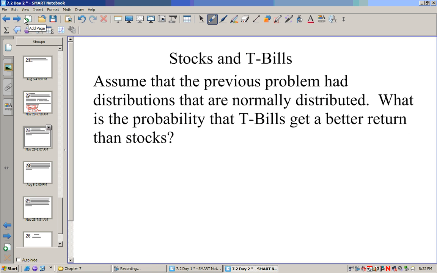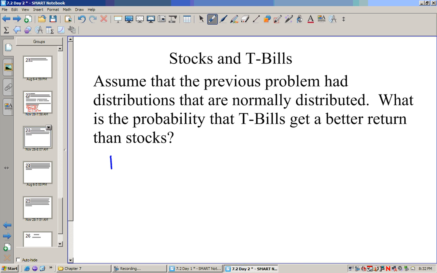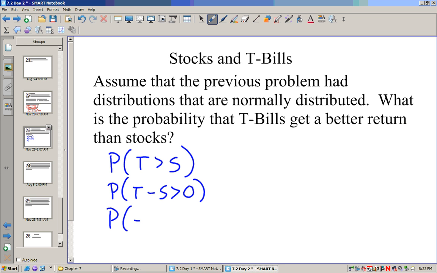All right, now from this previous situation, what is the probability that the T-bills get a better return than the stocks? If we look at this, stocks get a 13.2% return, and T-bills only get a 5% return, but they're more variable. So we want to find the probability that a T-bill gets a better return than stock. To do that, we have to find the probability that T minus S is greater than 0, because we need a number on this right-hand side, because we want to look at our z-scores, so it's 0 minus the mean over the standard deviation.